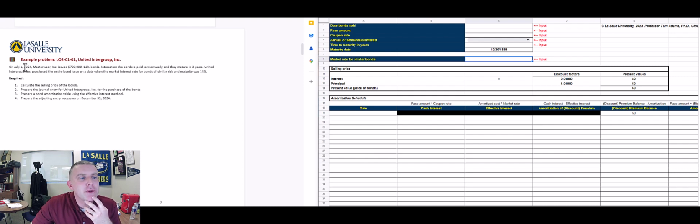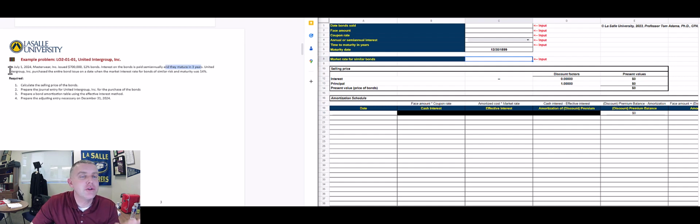On July 1st, 2024, Masterware Incorporated issued $700,000 of 12% bonds. So Masterware is borrowing money, and they're trying to borrow $700,000 in exchange for 12% interest to be paid to the lender. So the face amount of the bonds is $700,000. The coupon rate is 12%. Now, interest on the bonds is paid semi-annually, so every 6 months. And the bonds mature in 3 years.